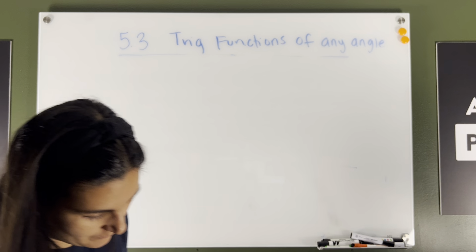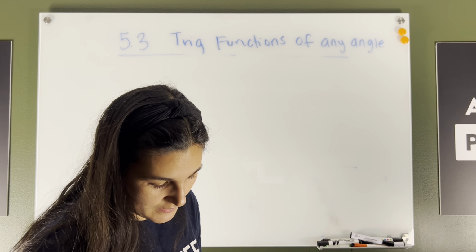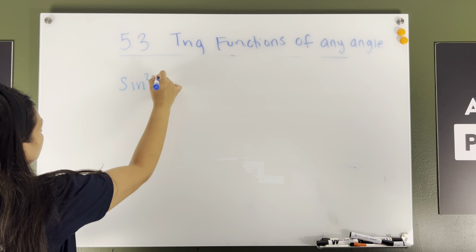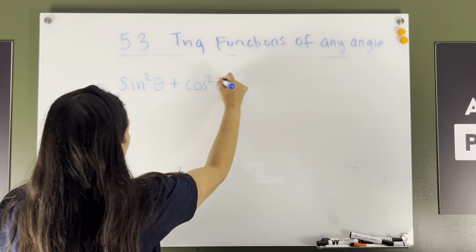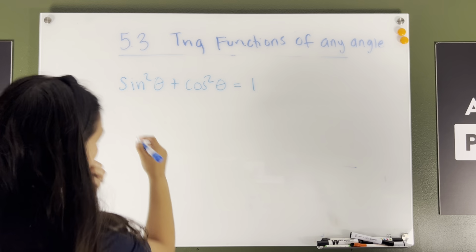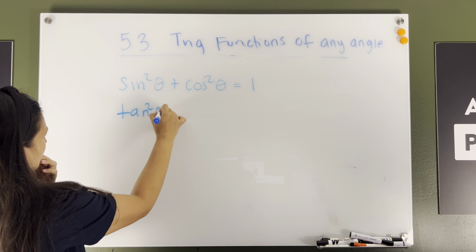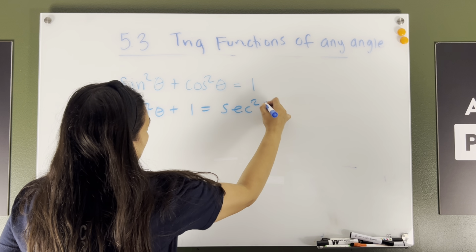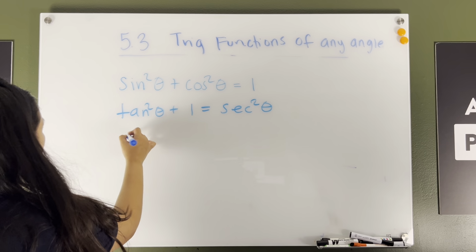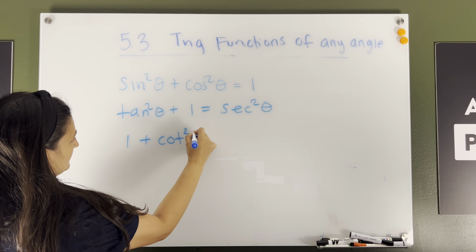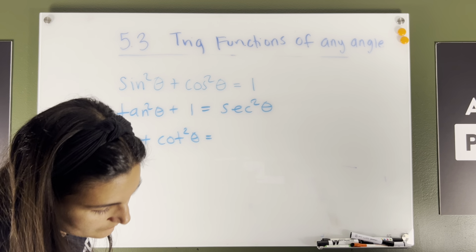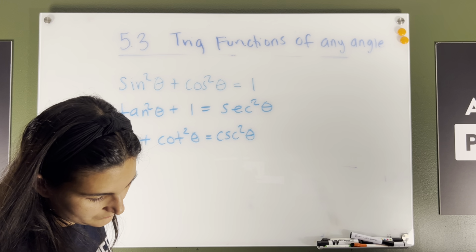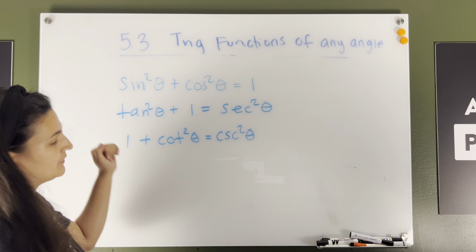Alrighty, so now I'm going to write some Pythagorean theorem identities. And of course you could always derive these, but for this video we're just going to write them. Oh, that's it. Those are the new ones.